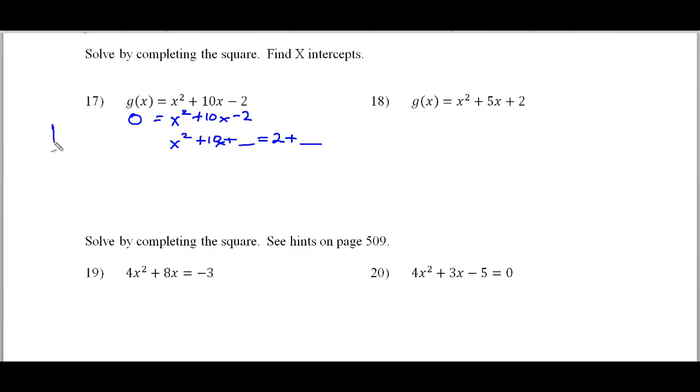So again, to complete the square, you take your b, your middle term, divide it by 2, and then square it. And that gives you the number to fill in the blanks. 10 divided by 2 is 5. 5 squared is 25.